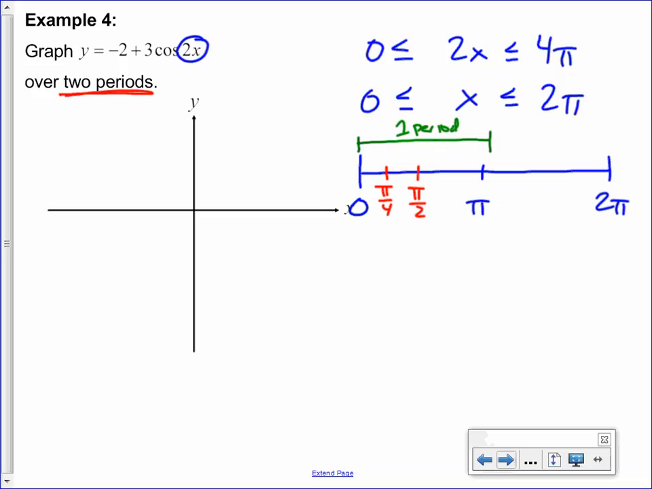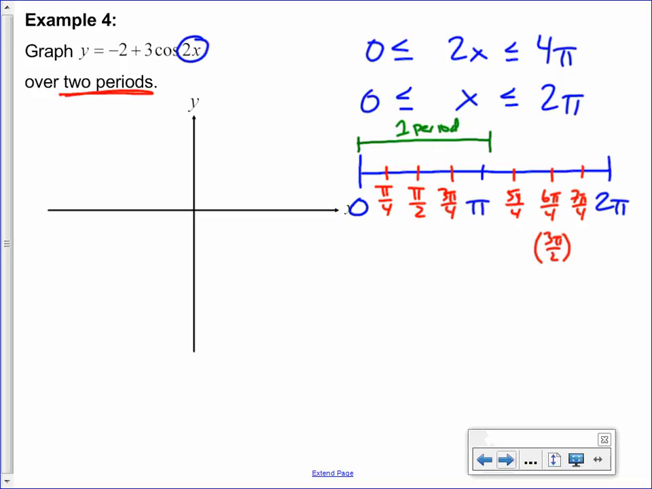0 pi over 4, 1 pi over 4, 2 pi over 4, 3 pi over 4, 4 pi over 4, 6 pi over 4, which is 3 pi over 2. I don't care which form you put it in. If you don't reduce it, it's not a big deal. And then 7 pi over 4, and then 2 pi would be 8 pi over 4. So, again, doing 2 periods is not bad.